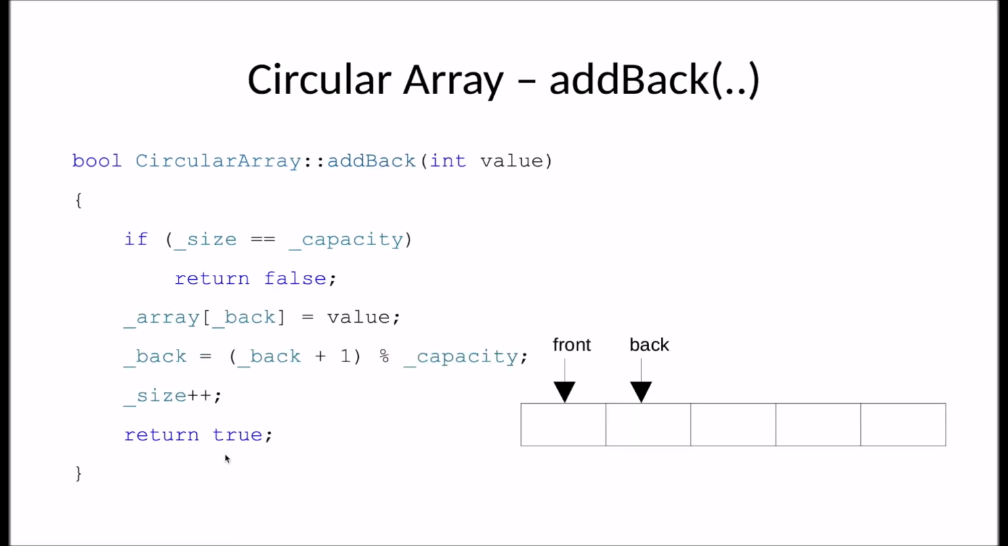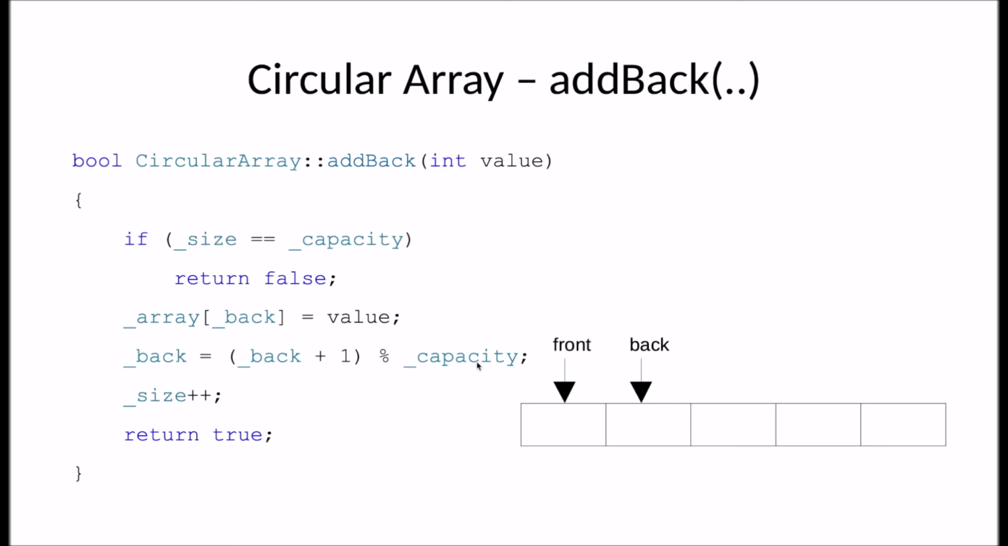Let's take a look at the add back operation. This again checks if the array is full. If it's full, it returns false. Otherwise, it accesses the array at the back index. Currently, this would be 1. Stores the value at this position. So if we want to add, let's say 3 here, I would put 3 at this position. Then it adds 1 to back. So back would point at index 2.